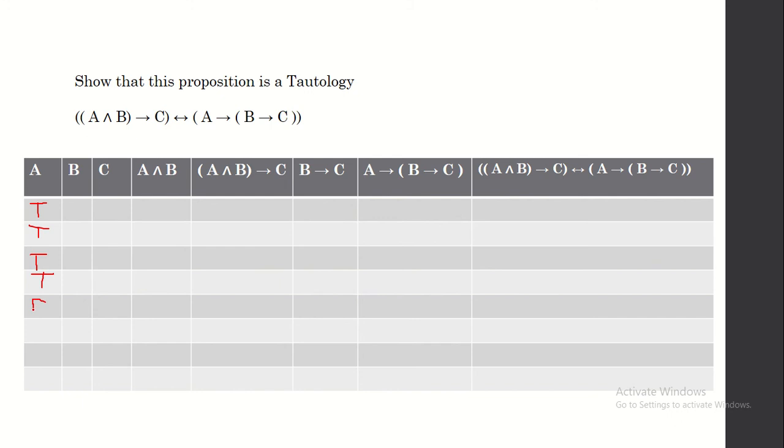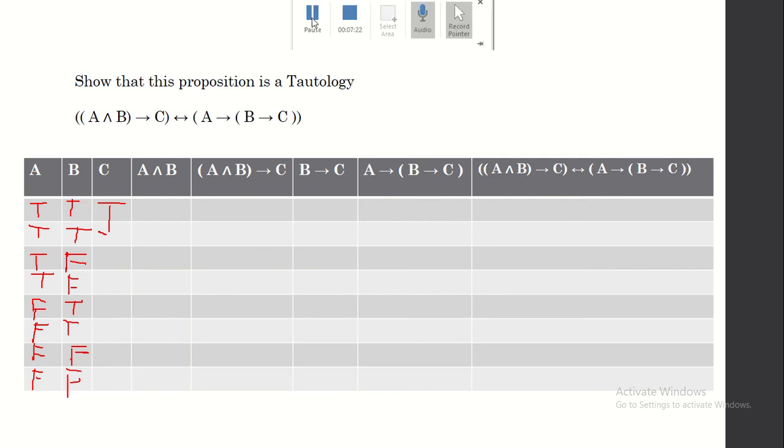false, false, false, false. So this will be true, true, so we know how to fill these values. So second, let's fill up this table for this set of inputs.